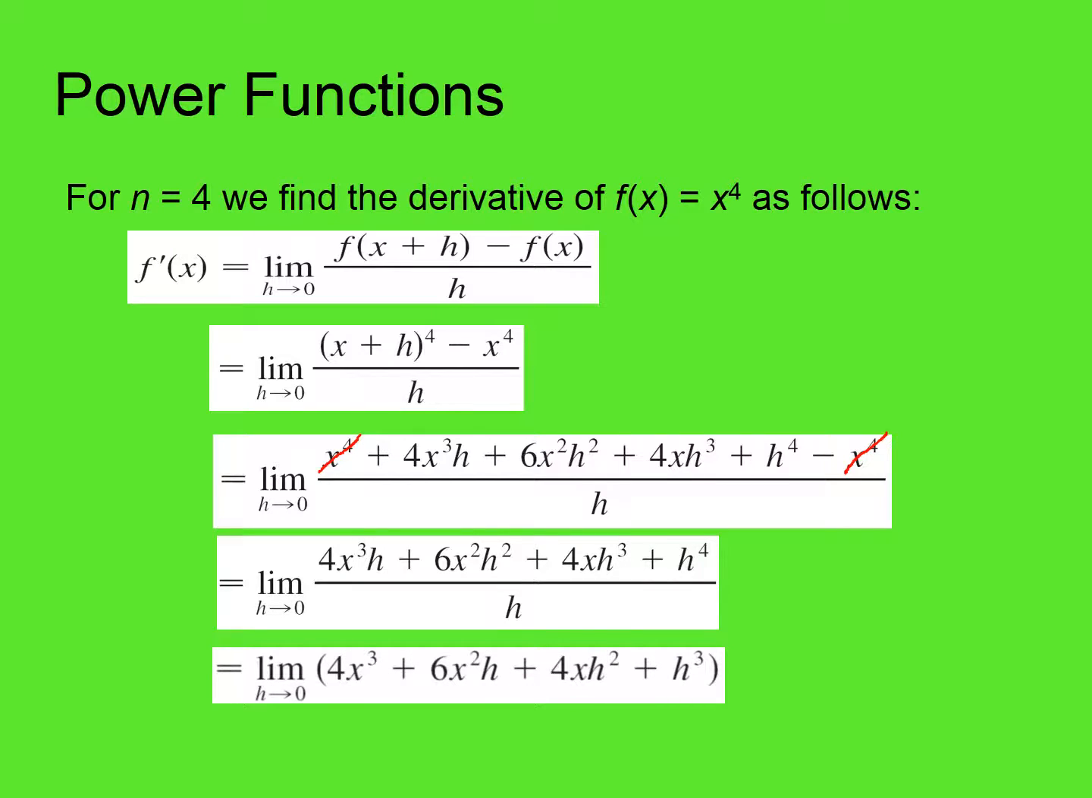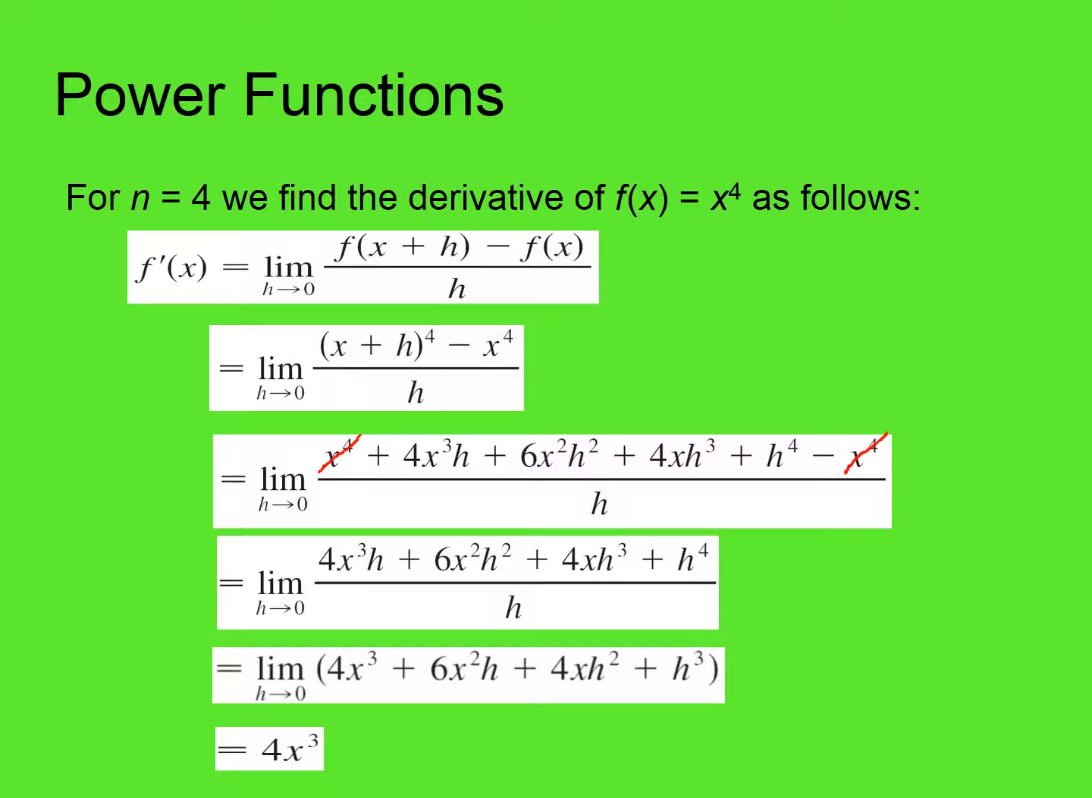And then that factor of h can be canceled with the factor of h in the denominator, giving us 4x cubed plus 6x squared h plus 4x h squared plus h to the third. And now we're going to take the limit as h goes to 0. Well, as h goes to 0, all the terms except the first term go to 0.